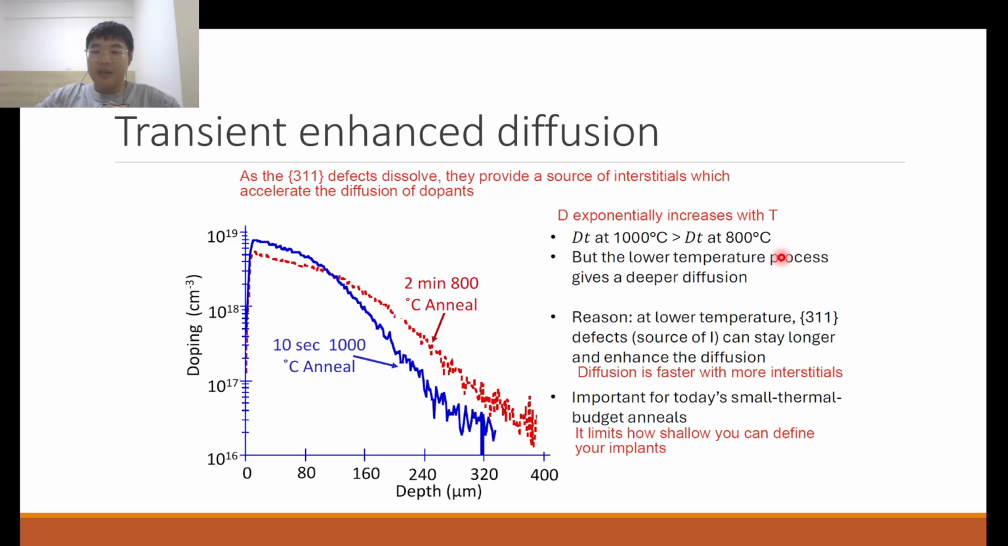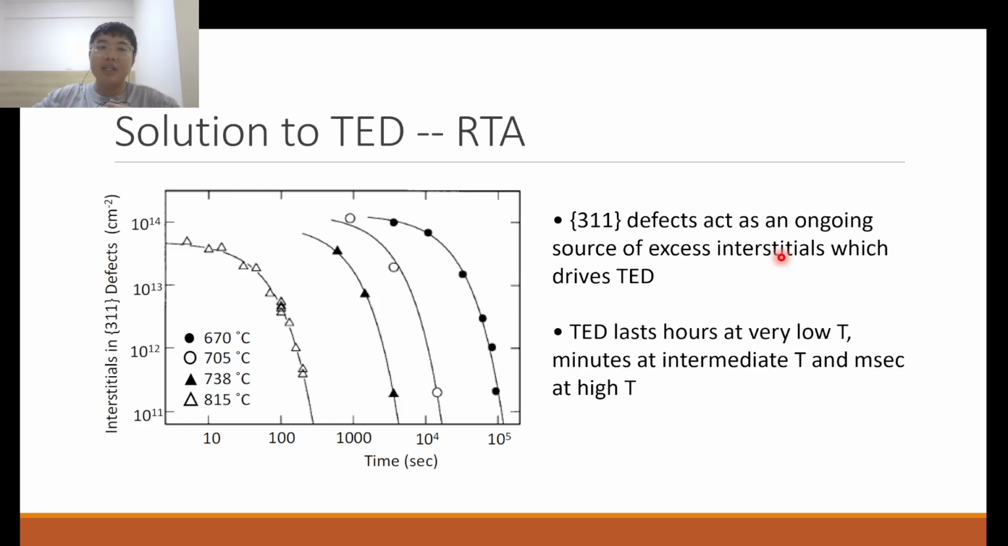This is actually an important factor to consider in today's day and age, because now we want very shallow junctions, for example. However, this transient enhanced diffusion will result in the junction depth, the diffusion depth, being larger than what we expect. So how do we solve this?